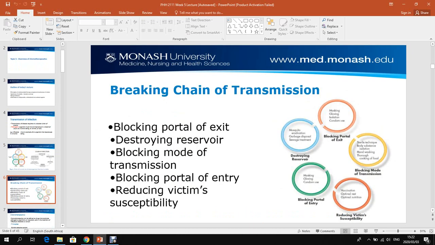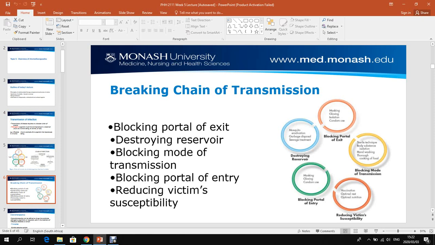Okay, so now, how do we control infection of diseases? Infection of disease can be controlled by breaking that chain of transmission. There are a couple of ways in which we can break the chain of transmission. The first one is by blocking the port of exit. You remember we spoke about the port of exit. Once you block the port of exit, the microorganisms won't be able to find themselves out of the body, out of the reservoir. And the second is destroying the reservoir itself.